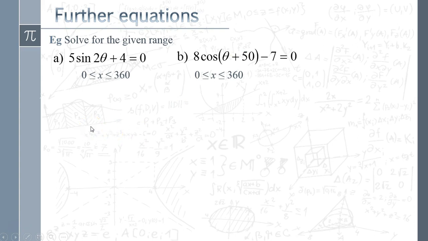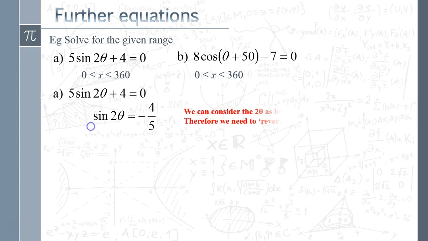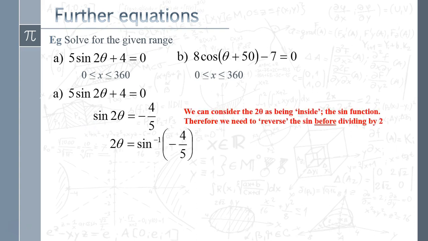Right, here we go. So we've got 5 sine 2 theta plus 4 equals 0. Proceed as we did before, so move the 4 over, divide by 5, we've got minus 4/5. And at this point, we need to be very careful, because the 2 theta is inside the sine function. So before we reverse the 2, so don't even think about dividing by 2 there, what we've got to do to begin with is do the inverse of the sine function.